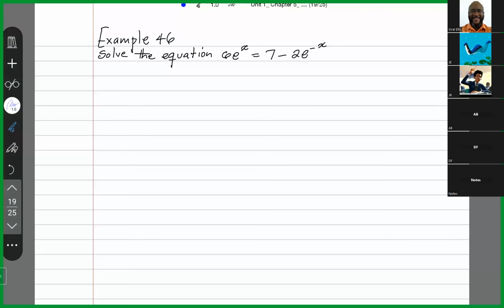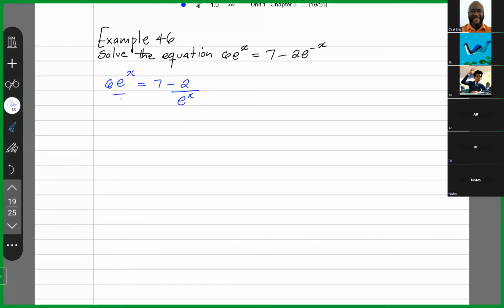All right, guys. Example 46. So this is how I would go about it. 6 e to the x is equal to 7 minus 2 over e to the x. So that's applying a law of indices, where if the power is negative in the numerator, I can bring it down to the denominator and make it positive.